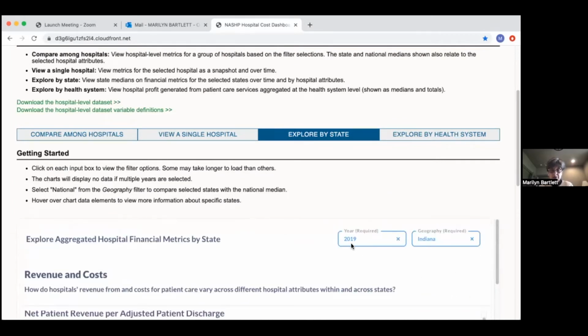And in this particular case, to look at state, you have to pick a year. It's required. And then you have to pick a state. Now you can pick more than one state, and we will do that in a bit so that you can do some comparative.